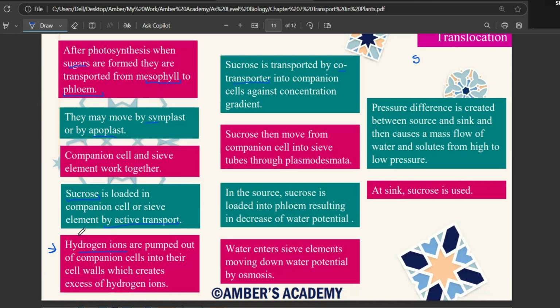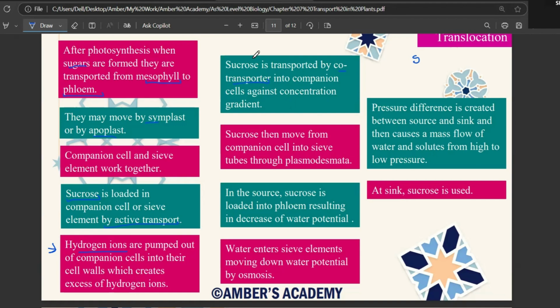So why have hydrogen ions been pumped out? They have been pumped out to create a concentration gradient. They're not going to ask you why it has been pumped out, because it's a mechanism, but the reasoning for why they're pumped out is to create a concentration gradient. So now when sucrose is transported by the co-transporter, it's entering into companion cells.